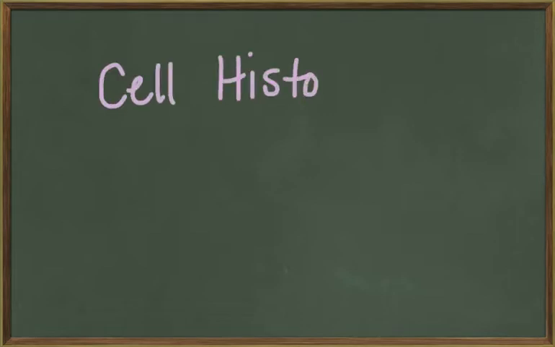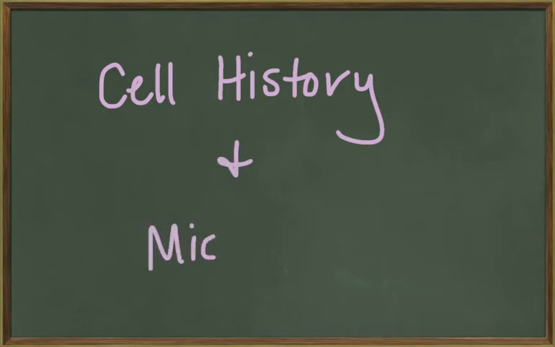So you're going to get a mini history lesson. I will also throw in, just at the end of it, a little bit about microscopes and the different types that are most commonly used in biology. In order to start talking about cell history, we're going to start with a guy named Robert Hooke.